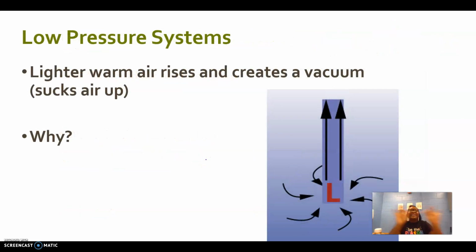A low pressure system is the exact opposite. What we need to understand about a low pressure system is that it causes warm air that's lighter, and remember, heat rises, to rise up. So when that warm, lighter air rises up, it creates a vacuum that sucks air and it spins. Can you do that with your hand? Warm air in a low pressure system sucks air up and takes it into the sky.